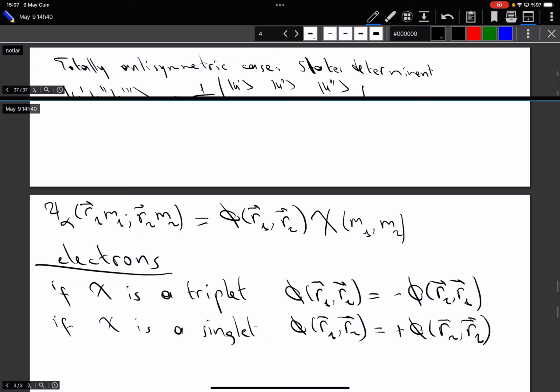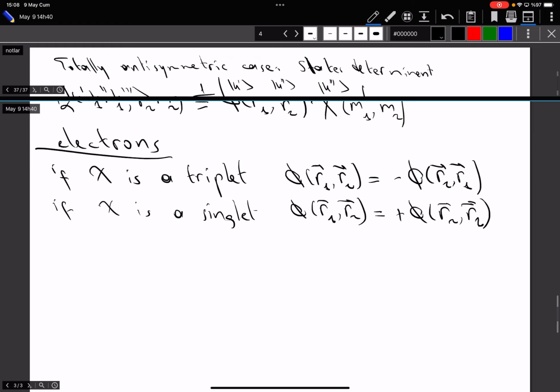The space wave function of the electrons can be symmetric or can be anti-symmetric. The space part doesn't have to be anti-symmetric. But the total wave function has to be anti-symmetric, and the total wave function has the space part and the spin part. So if the spin part is anti-symmetric, the space part has to be symmetric, and vice versa.